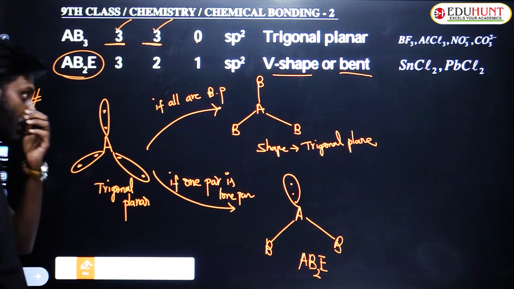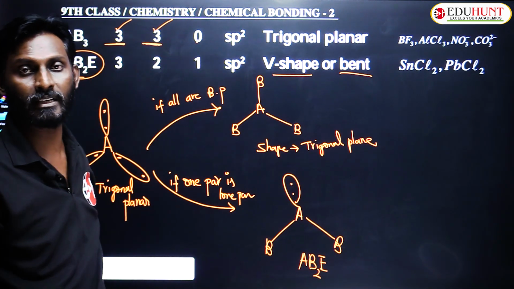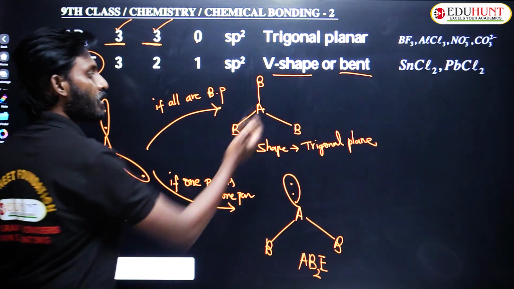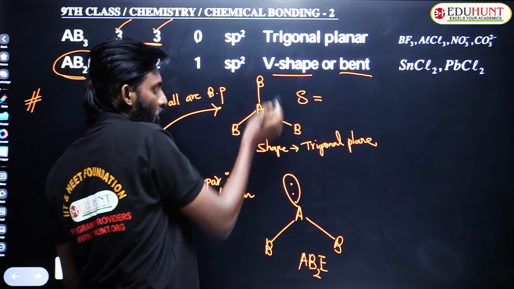Trigonal planar. See, the point is you can determine the hybridization. In both cases I have given sp2 hybridization. How? sp2 hybridization, now determine the steric number. S is equal to number of sigma bonds. How many sigma bonds are you able to see here?